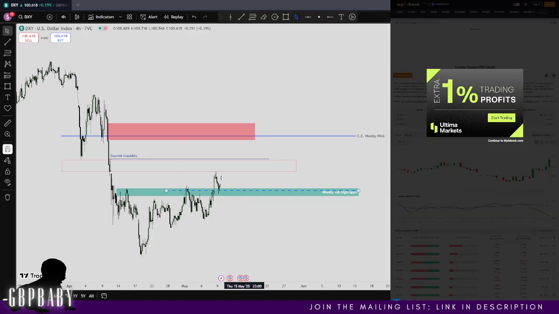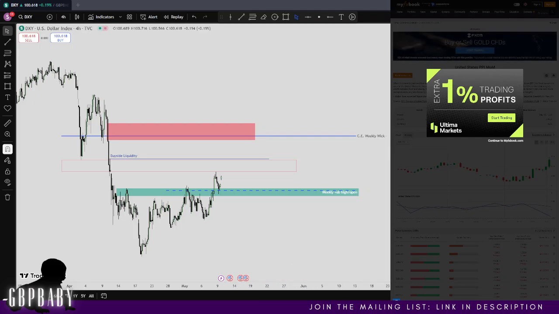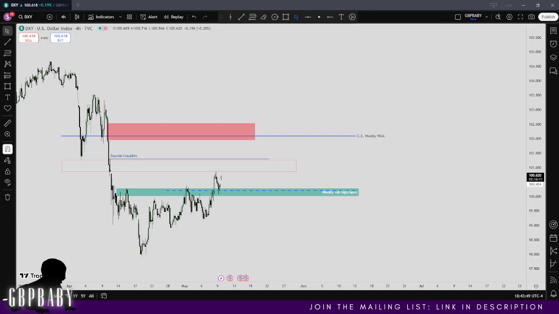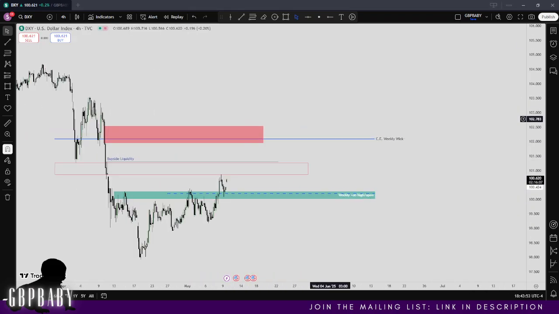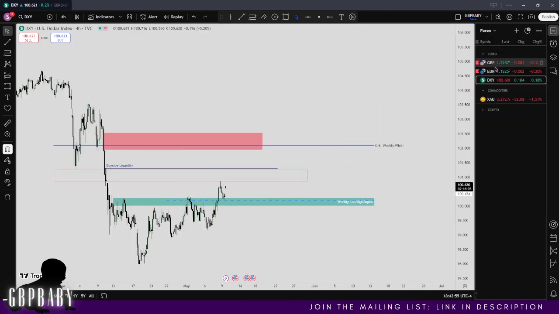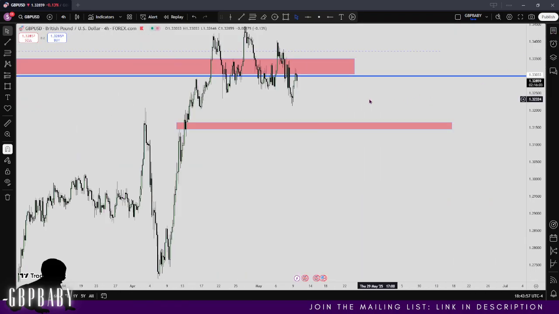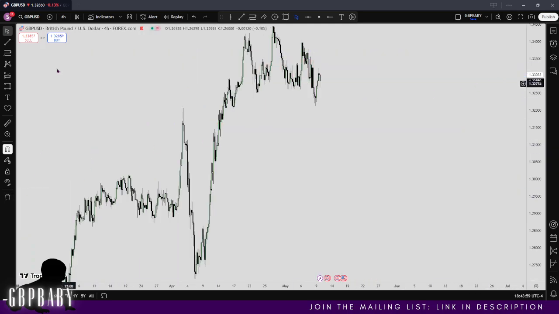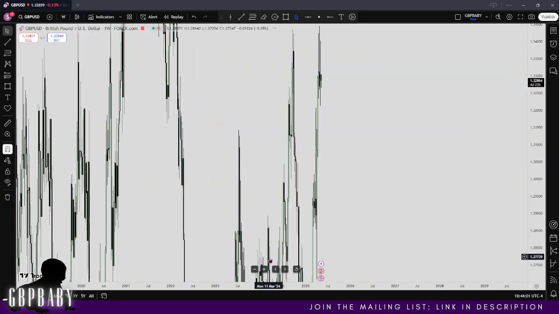If that happens, then I'd expect, let's not give anyone some free advertising, then I'd expect price to run for it. So it's all dependent, but Monday will definitely help us much more. So let's go to GBP USD, and we will start here on the weekly as well.